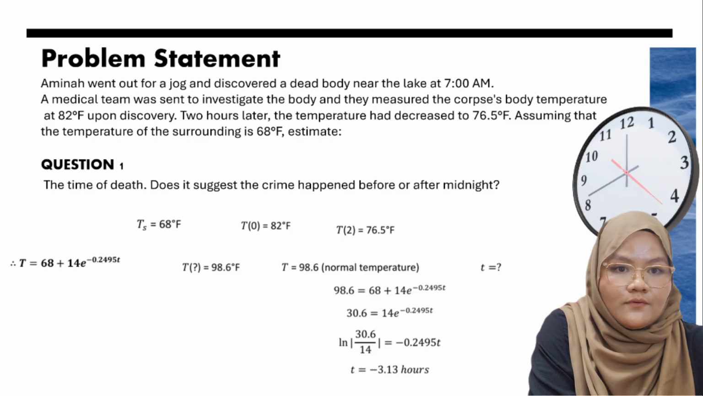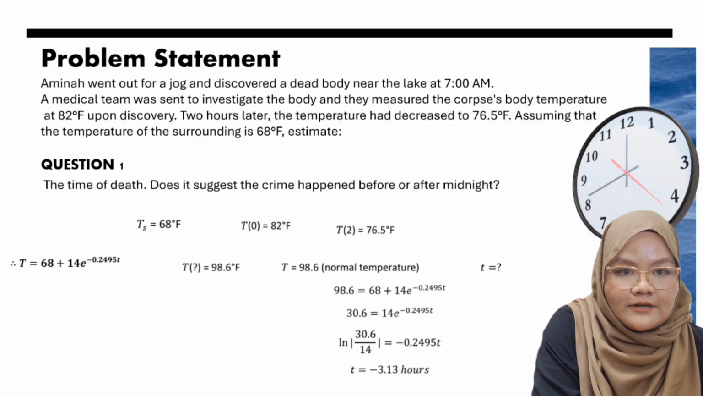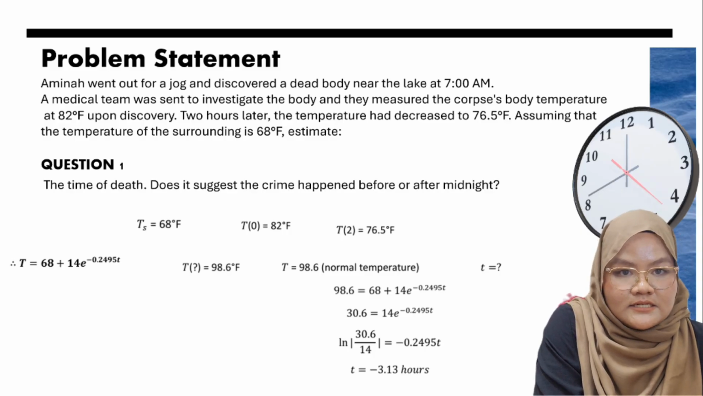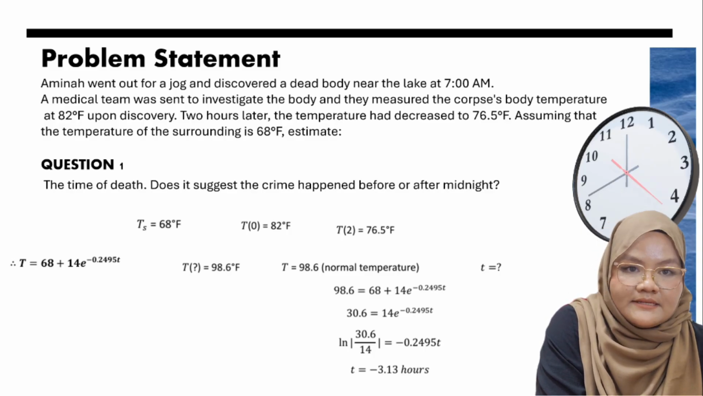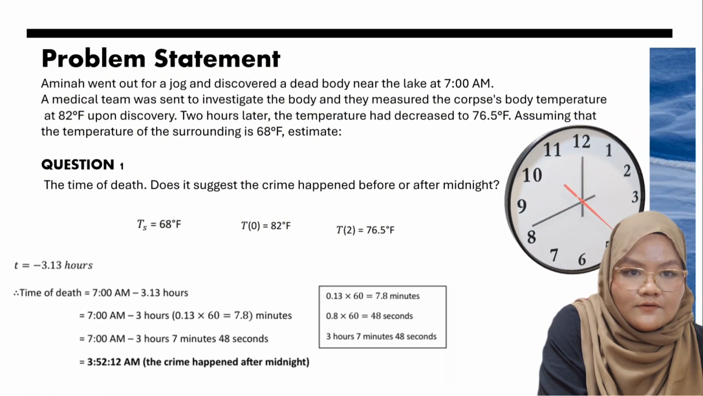Then we will divide both sides by 14. e to the minus 0.2495 t equals 30.6 over 14. Now take the natural log of both sides and solve for t. t equals negative 3.13 hours. That means the death happened 3.13 hours before 7 a.m.